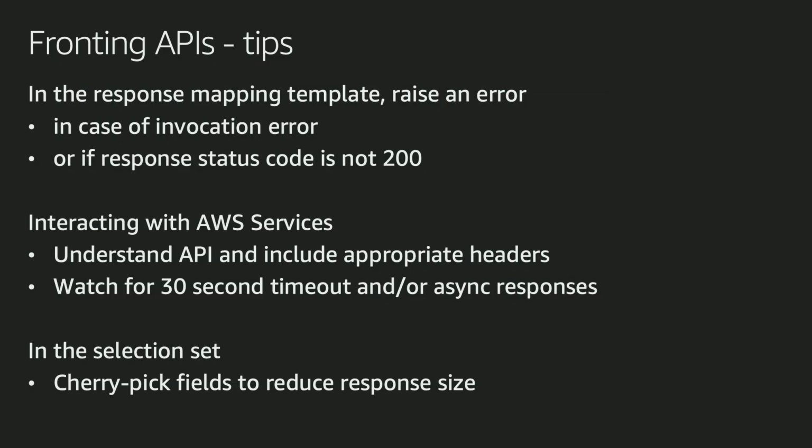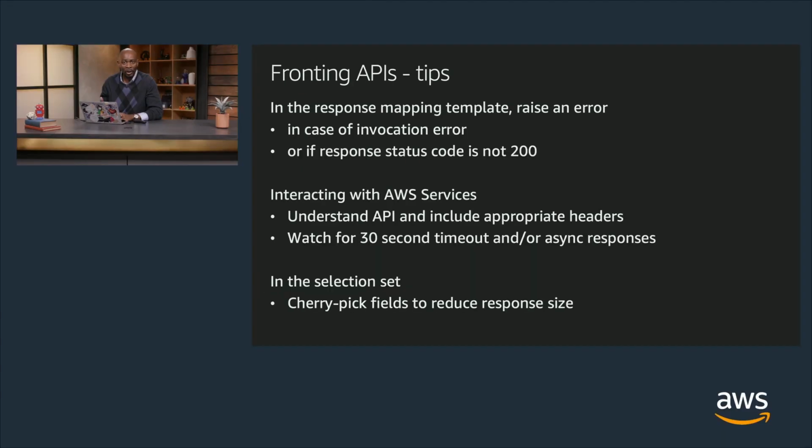So a couple of things to keep in mind when you want to interact with HTTP backend. In your response mapping template, you can raise an error in case of an invocation error. So let's say you were not able to access the HTTP resource or some other type of error was thrown. You can actually check for that in your response mapping template. You can also check for the status code. So if the status code is not 200, which indicates success, if you're getting a 400 or 500 type of error, you can throw an error or formulate a specific response.